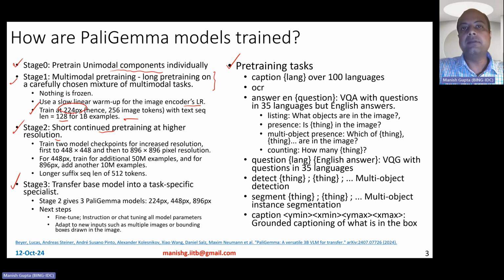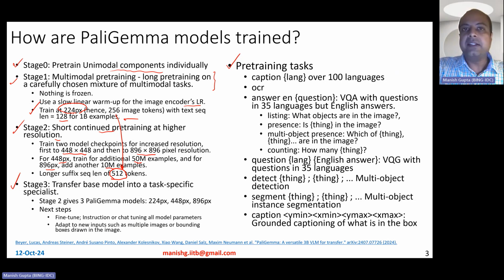For the second stage, stage 2, they basically raise the resolution to 448 and then to 896. 448 pixel pre-training is done on 50 million examples, 896 on 10 million examples. Also, they increase the text sequence length from 256 to 512. Okay, that's how they're sort of doing a curriculum kind of a thing. Start with a smaller task and get to a more complex task later.